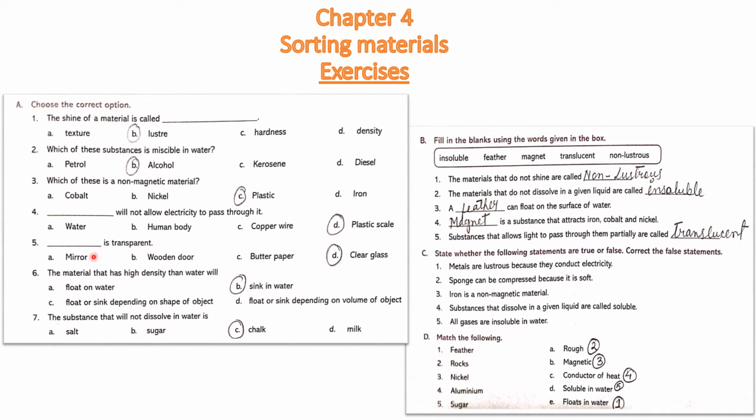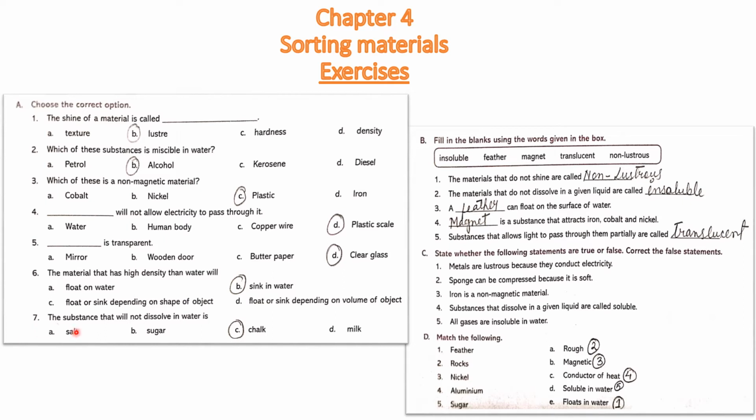Dash is transparent. Mirror, wooden door, butter paper, clear glass. So clear glass will be transparent. Six, the material that has higher density than water will float on water, sink in water, float or sink depending on size of object, float or sink depending on volume of object. So the materials that have higher density than water will obviously sink in water.